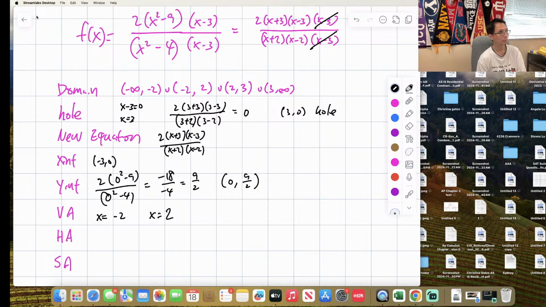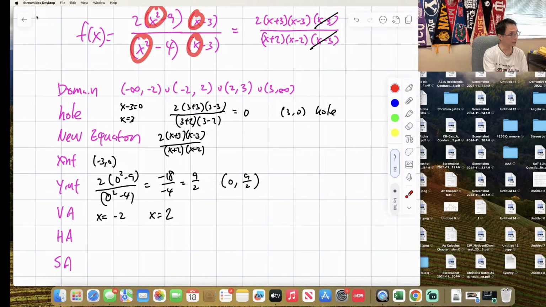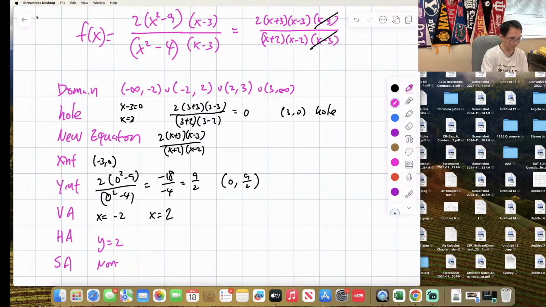Not 1. It's 2. How many of you don't understand why it's 2? Because you compare the highest degree. The highest degree here is x squared and x, right? So it's 2x cubed, right? This is x squared times x, which is x cubed. So it'll be 2x cubed over x cubed, the same degree, so it's going to be y equal to 2. There's no slant asymptote. Now, I want you to try to graph this as much as you can.